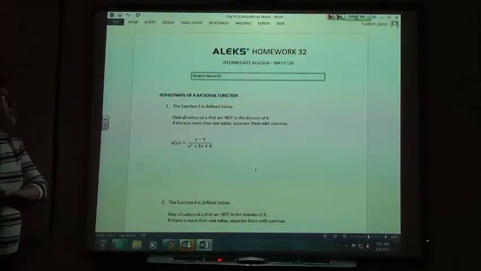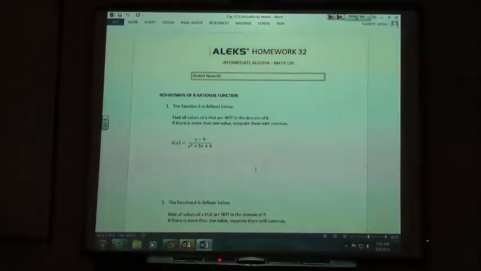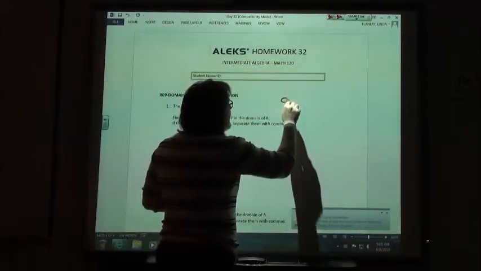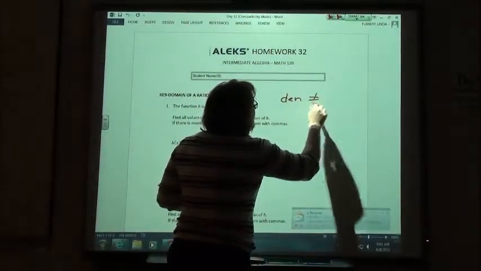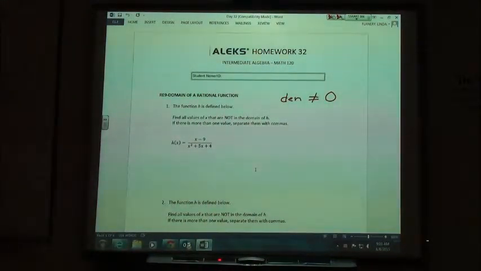So, homework 32 starts out and it talks about the domain of a rational function. When they're asking you about the domain of something, they're trying to find out what kind of numbers you can put in for x and get a real number answer. What they want you to know on this one is that your denominator can never equal 0. If you have 0 on the bottom of a fraction, you get a math error. If you take your calculator and try to do a fraction like 5 over 0, it's going to give you a math error because the bottom of your fraction can't ever be 0.